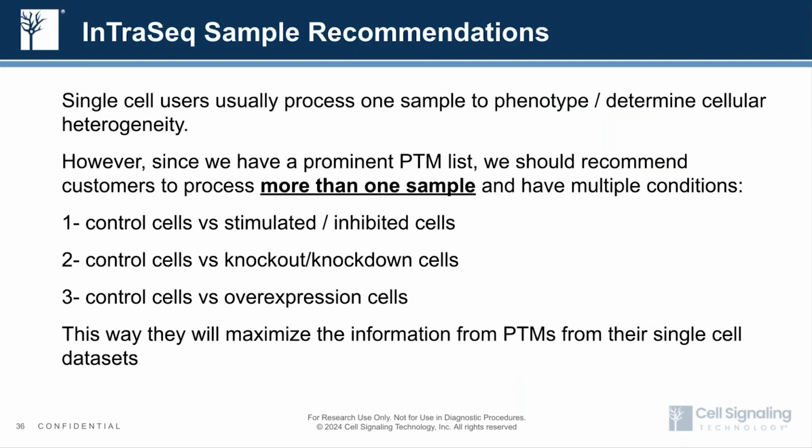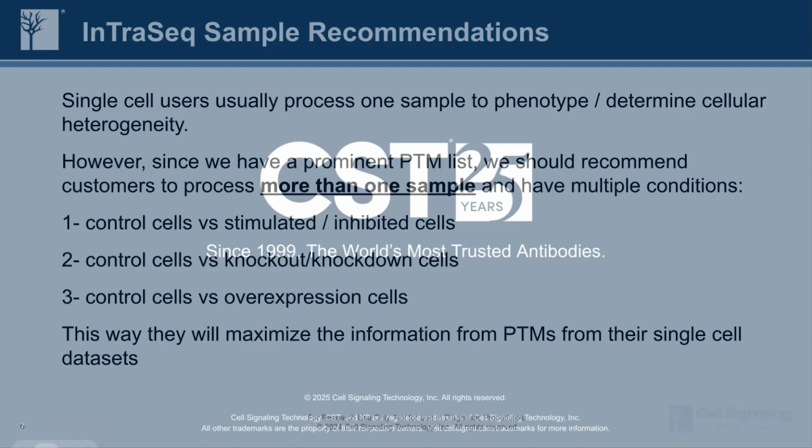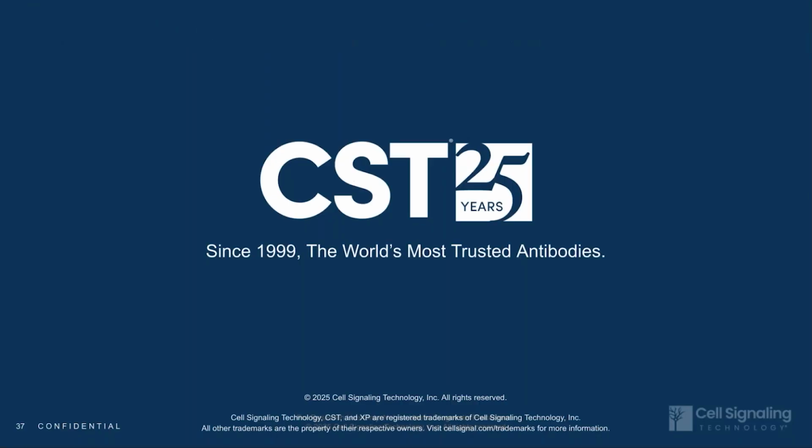Now, we also recommend you have more than one sample per experiment. That's because a lot of the antibodies in our cocktail are for measuring post-translational modifications, and these proteins are ubiquitous in your cells. So if you want to get the maximum amount of data in your sample, make sure you have different conditions, whether you have control, stimulated cells, knockout cells, or overexpressing cells. You have things you can compare them to. And like I said, we want you to maximize the information from your signaling pathway in your single cell dataset.